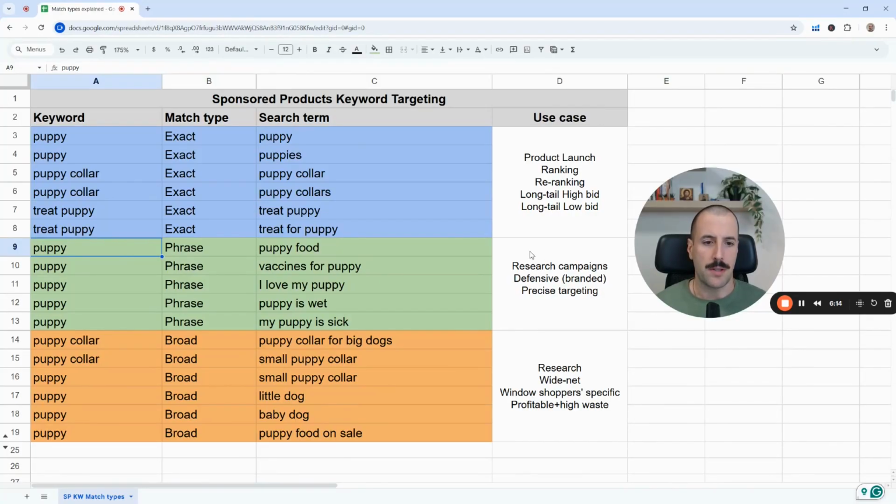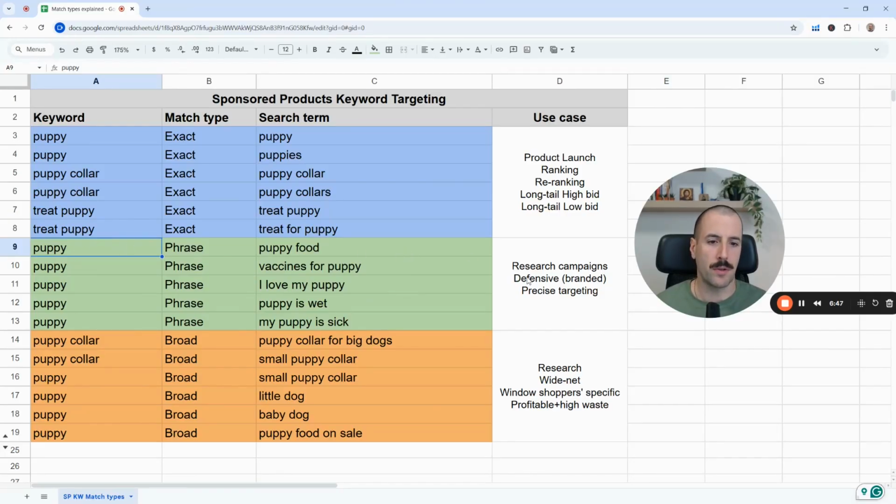They're pretty good as branded defensive keywords, match types, because imagine that you're Nike and you just put Nike in sponsored products and put it in a phrase match, that will cover every possible variation of Nike inside that word. So Nike running shoes, Nike whatever shoes, and you will cover all of your search terms with one single word inside.